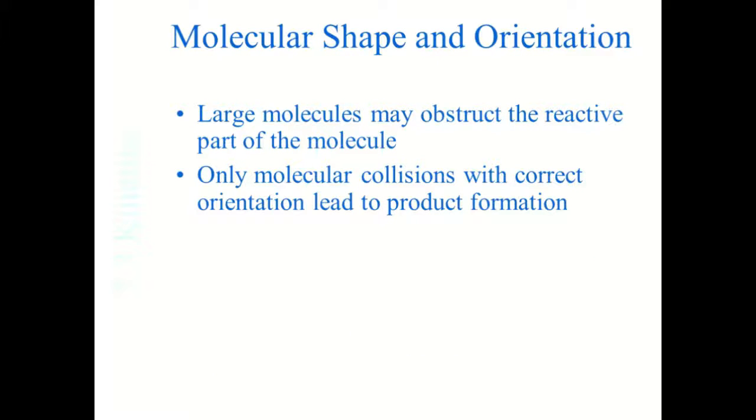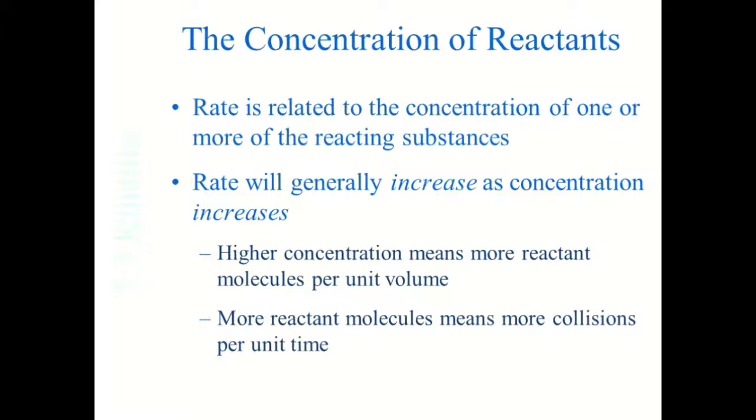Molecular shape. A large molecule may obstruct. What you have to do is open it up, expose it, and then collide. So when the functional group is tucked inside, it's obstructed. Then all the collisions are wasted. So only molecular collisions with the correct orientation will result in product formation. Does that make sense? Okay. The rest of all this is theory, guys. No math. All this is theory.